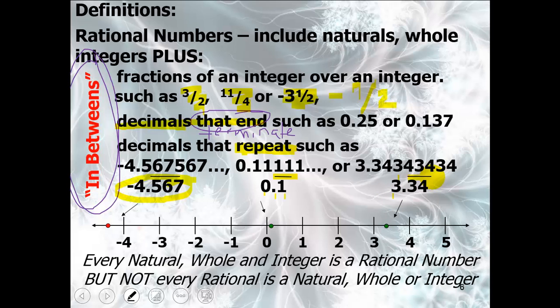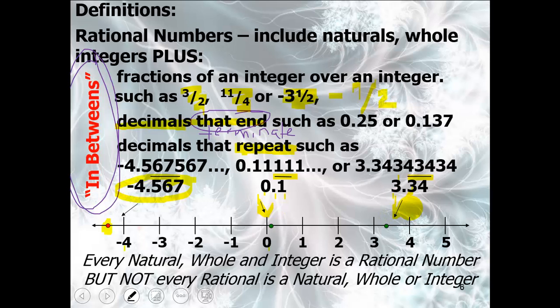Now if we're to graph these, here's 0, negative 4 is over here, and we have to go even further to the left, 0.567 more. So here's the estimate for negative 4.567 on a number line. 0.1, well that's just a smidge to the right of 1. This is repeating, right? So here is an estimate. 3.34. We have to go to the right of 3, but not all the way to 4.